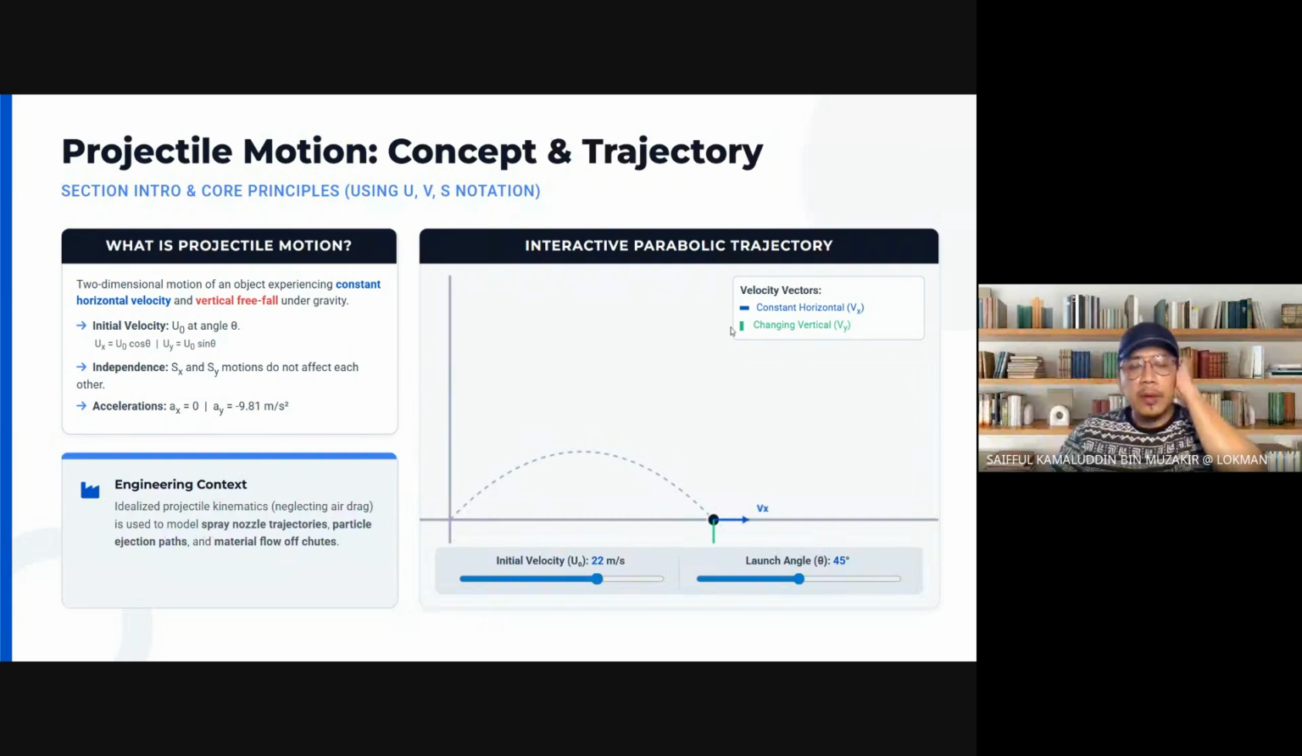Now we are looking at projectile motion. This one is a bit different. In free fall, the ball goes upward and downward only, right? But in projectile motion, the ball goes upward and downward, and also from left to right or from right to left. Look at the animation that I'm showing right now.